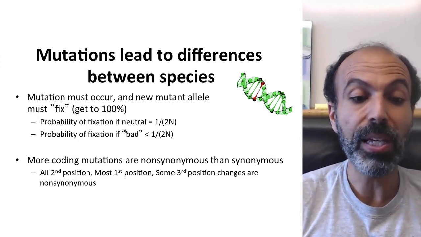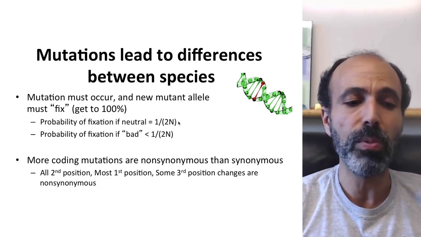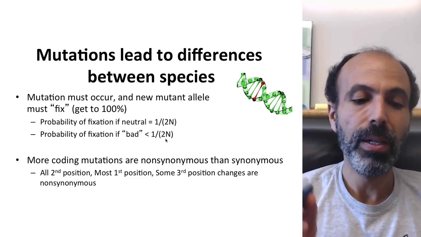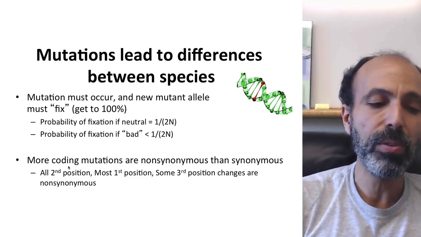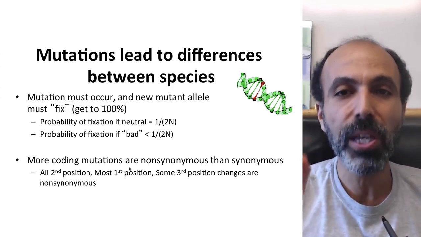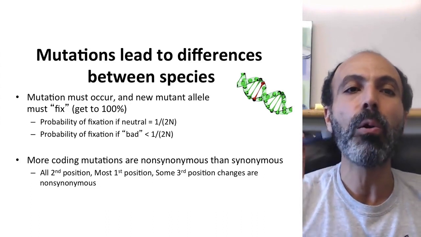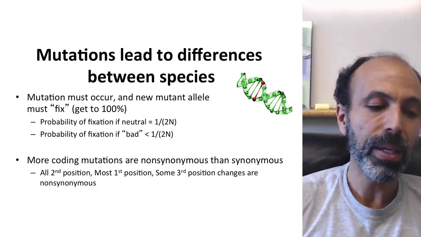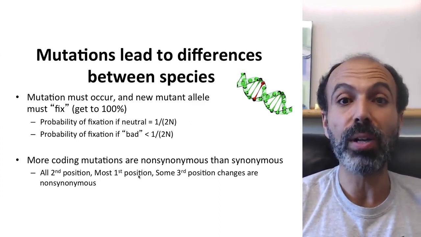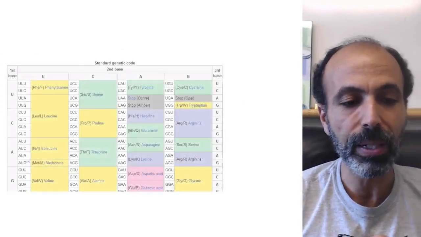Now, the probability of fixation, if it's neutral, is 1 over 2n. It is the allele frequency of the new mutation. The probability of fixation, if it's bad, is much less than that. Okay? Now, interestingly, if you think about it, most coding mutations are going to be non-synonymous. There are many more mutations that will happen that will be non-synonymous than synonymous. The reason being, there's a lot more ways to be non-synonymous, because all second position changes are non-synonymous. Most first position changes are non-synonymous, and some third position changes are non-synonymous. Let's look at this by looking at a codon table.